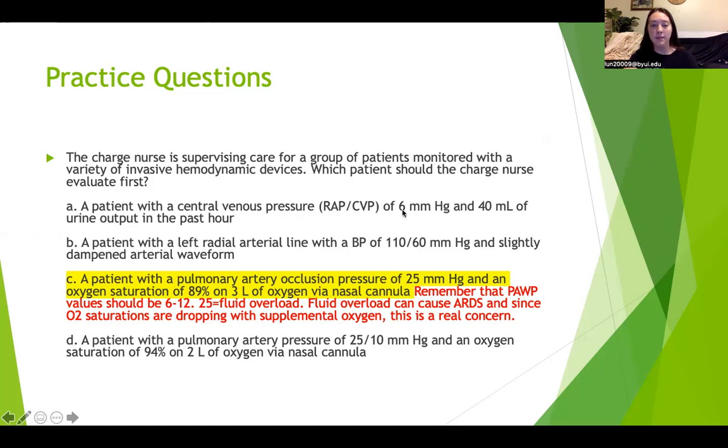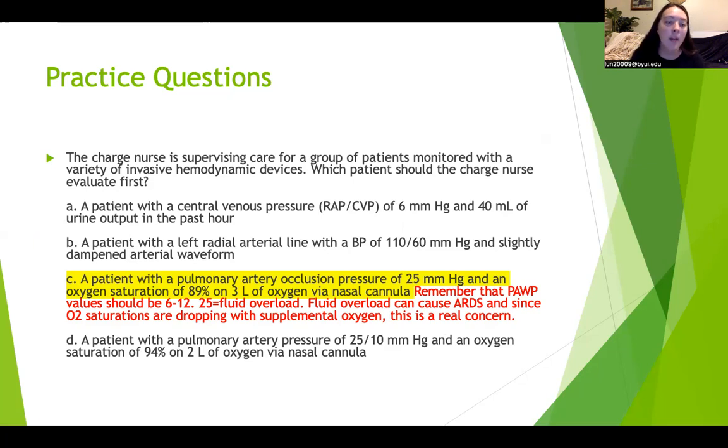A, a patient with a CVP of 6 and 40 milliliters of urine output in the past hour. So 6 is normal. 40 mils of urine output in the past hour, great, because there should be a minimum of 30 mils per hour that a normal adult outputs, or about 0.5 mils per kilogram if you want to be more exact for the patient. And since it's above 30, we know that the kidneys are being adequately perfused and they're able to make urine and excrete it. So not worried about them.